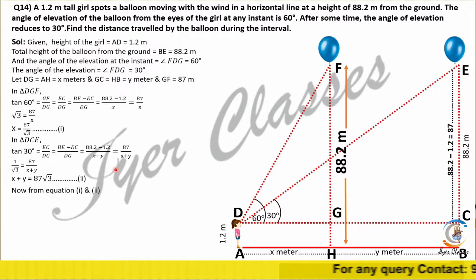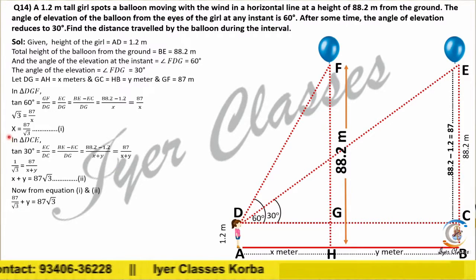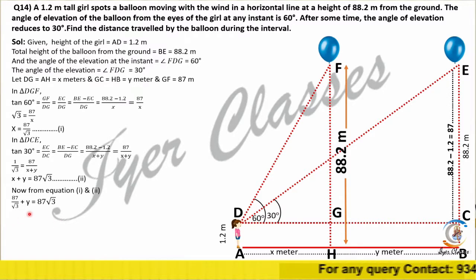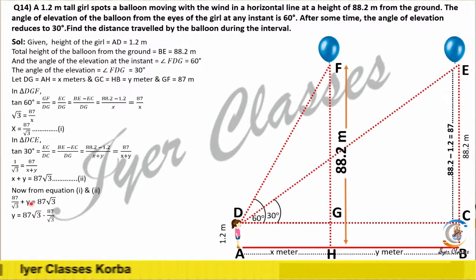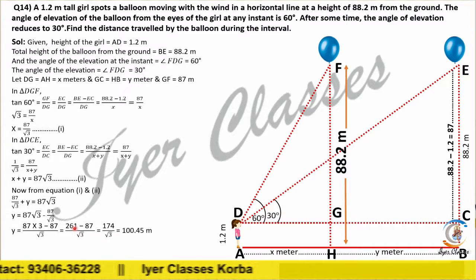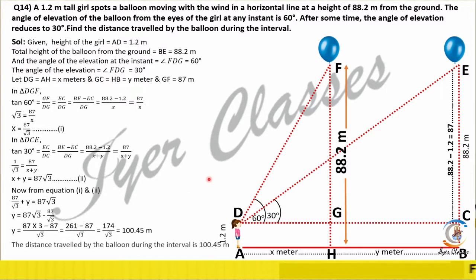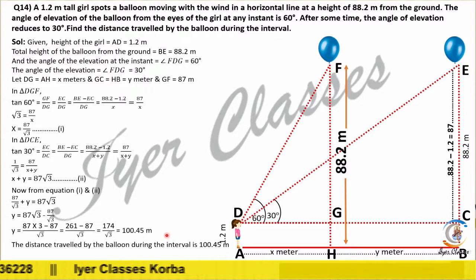Now you have got two equations, equation number 1 and equation number 2. From equation number 1, take the value of X as 87 by root 3 and substitute in equation number 2. So 87 by root 3 plus Y is equal to 87 into root 3. Subtract 87 root 3 minus 87 by root 3. By simplification we get Y as 100.45 meters. Now the distance travelled by the balloon during this interval is equal to 100.45 meters. By applying simple trigonometry, we can find the values.